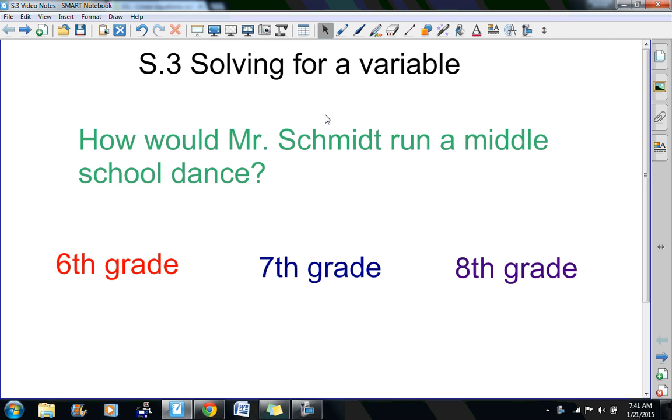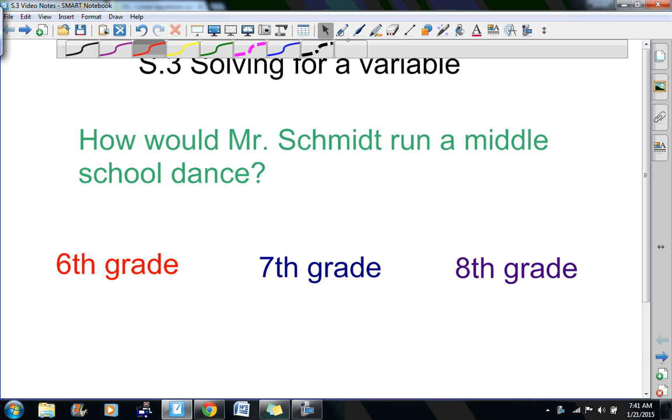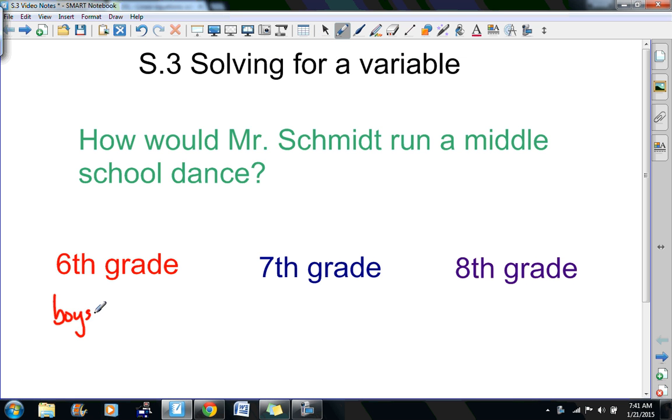How would Mr. Schmidt run a middle school dance? I've talked about this before as an analogy for variables. Imagine we had 6th graders, boys and girls, and 7th graders, boys and girls, and 8th graders, boys and girls. What I would say is that 6th grade boys should only hang out with 6th grade boys, and 6th grade girls should only hang out with 6th grade girls, and there should be no mixing between anybody.